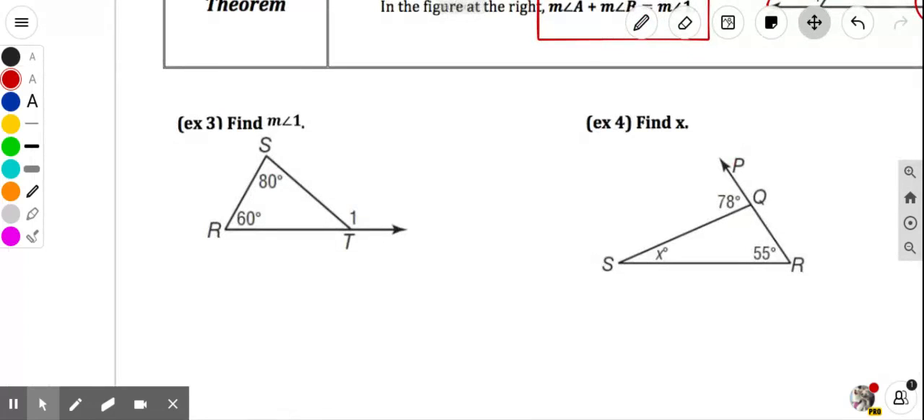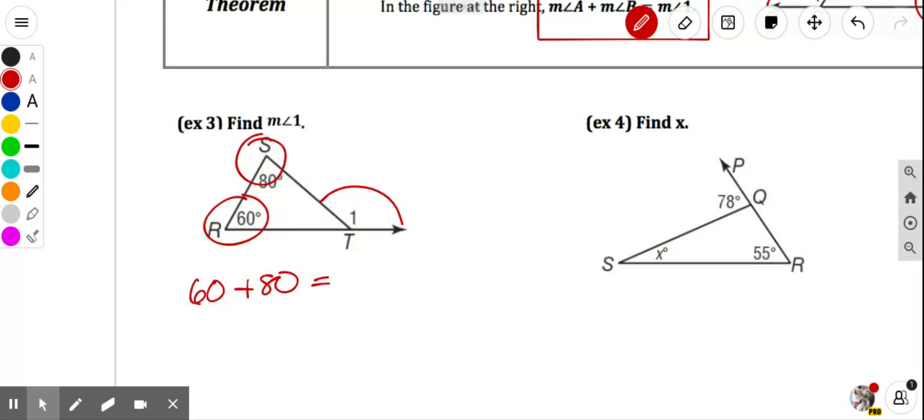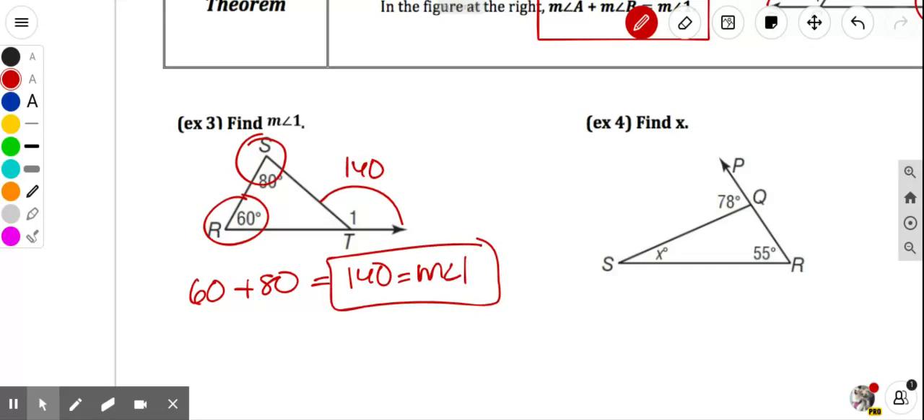So if we look over here, this is an exterior angle, angle 1. And that's what we're being asked to find. Notice R and S are remote interior angles for angle 1. So we're just going to add 80 plus 60 to get 140. And that's the measure of angle 1. That's it.